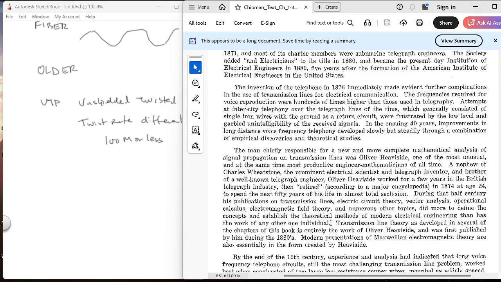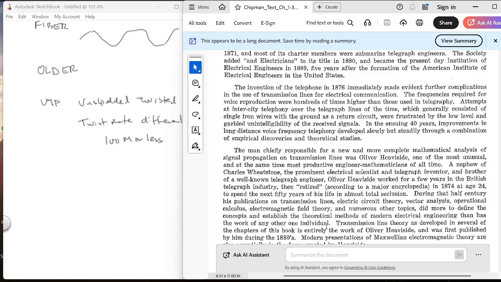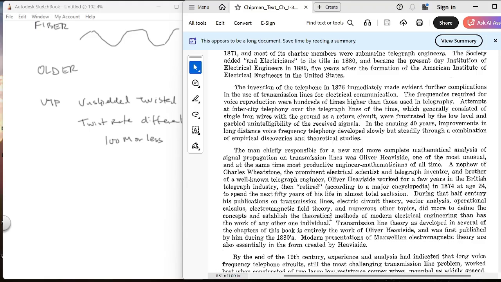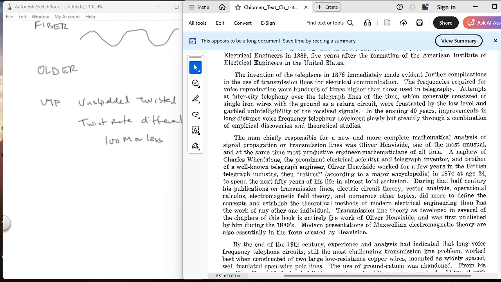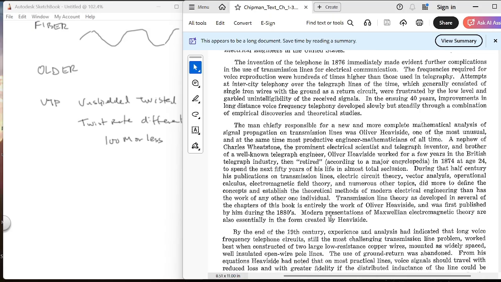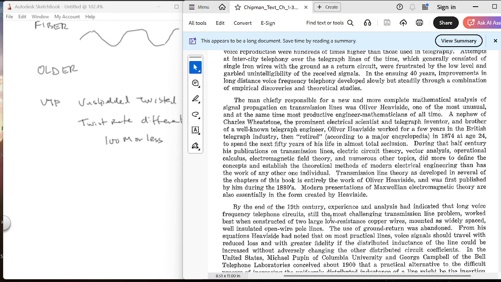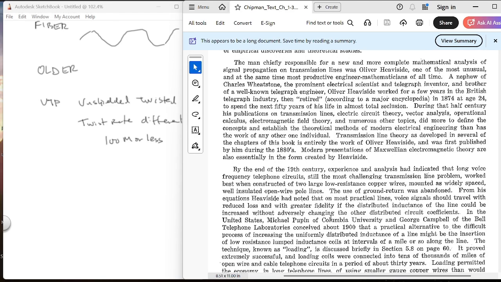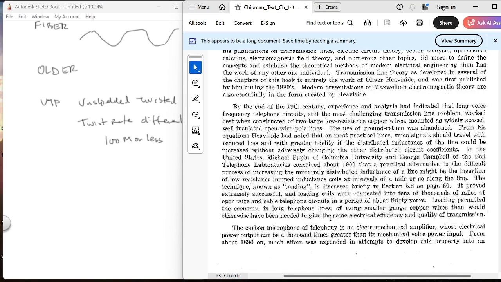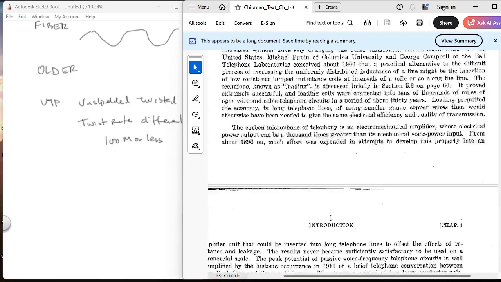Transmission lines, as developed in several chapters of his book, is entirely the work of Oliver. Okay, so everything in the book that Chipman wrote was the work of Oliver Heaviside. And it was first published in the 1880s. Modern presentations of Maxwell's electromagnetic theory are also essentially in the form created by Heaviside. Okay, so that's Heaviside. Historically very important. All right, so that's him.